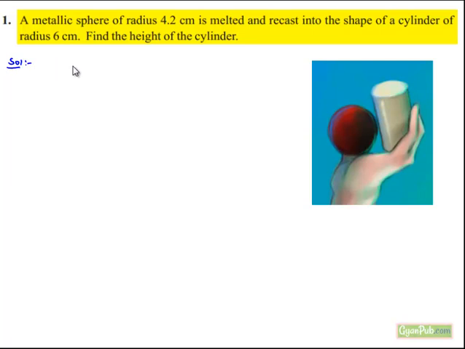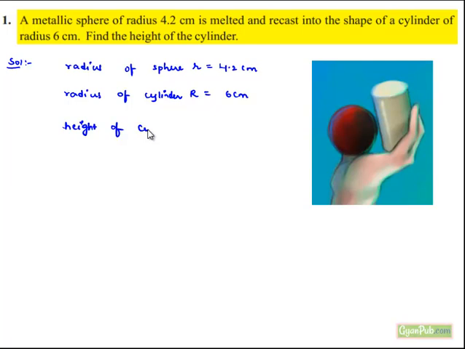Here he has given that the radius of the sphere, let it be r, is equal to 4.2 centimeters. And he has also given the radius of the cylinder, which is made from the sphere, let it be capital R, that is equal to 6 centimeters. Now he is asking us to find the height of the cylinder. Let the height of the cylinder be h centimeters.